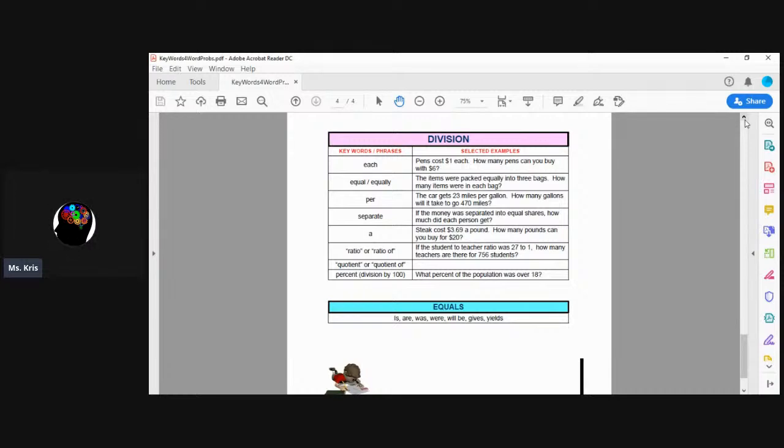So we have 28 teachers in the school. And for each teacher in that school, the ratio of students would be 27 per teacher. Therefore, 27 times 28 gives me back my 756.